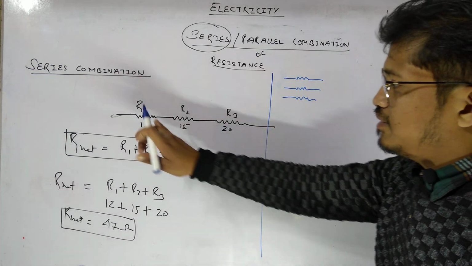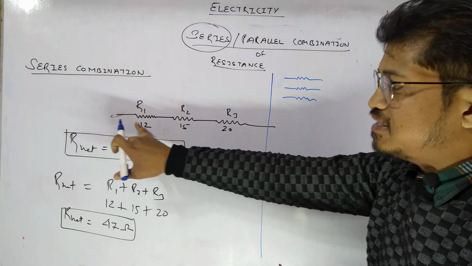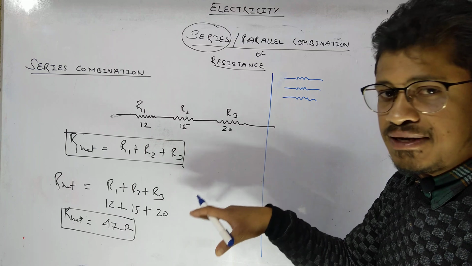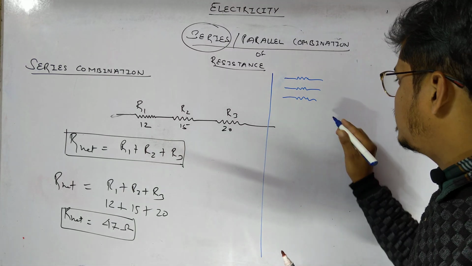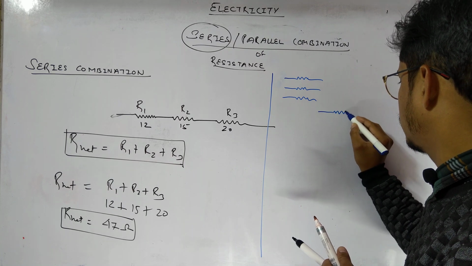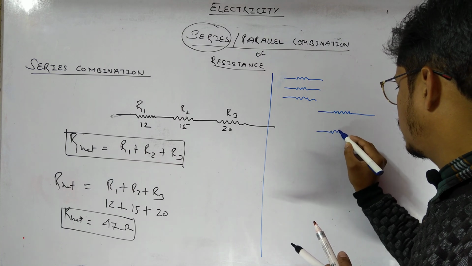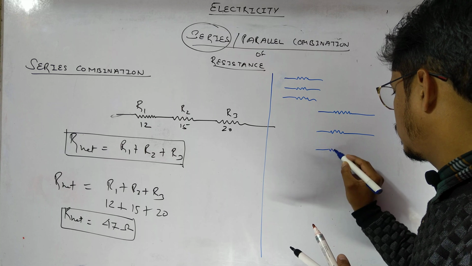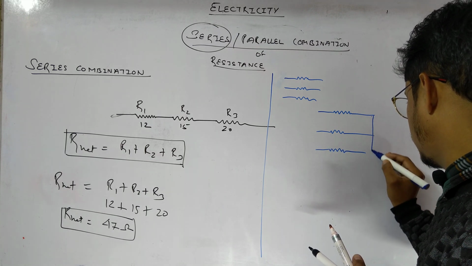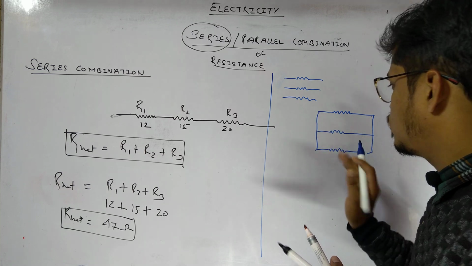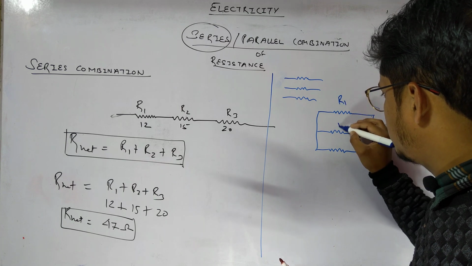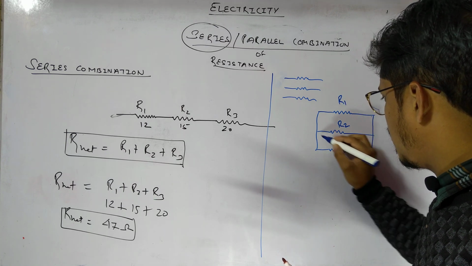If we add the resistances in a consecutive manner, we can say this is a series. But if we arrange them like this way, this is a parallel manner. Suppose that this is R1, this is R2, and this is R3.